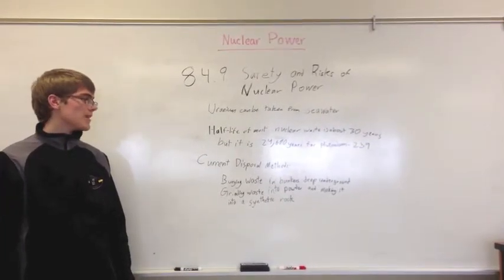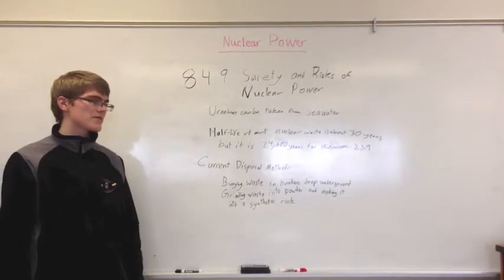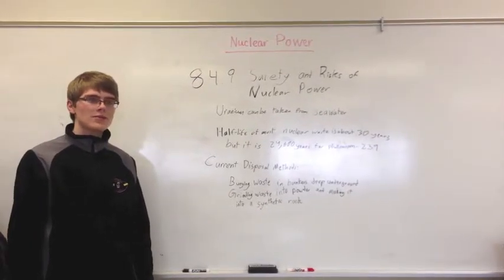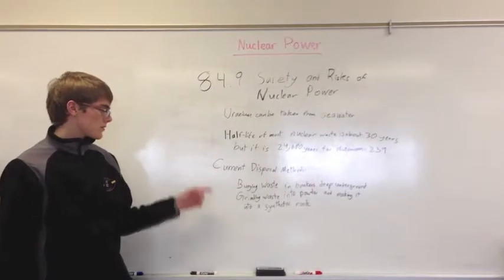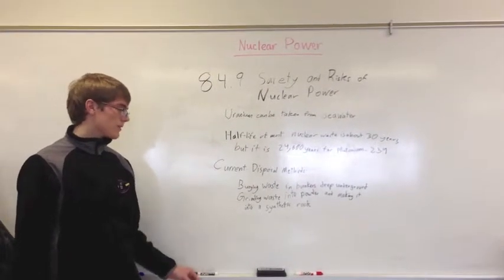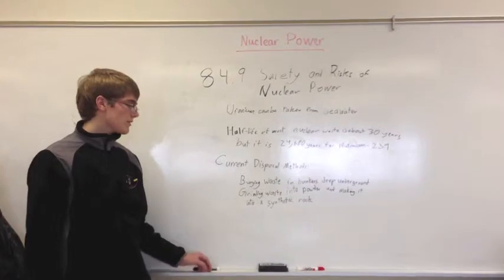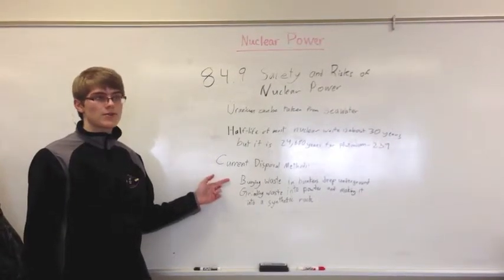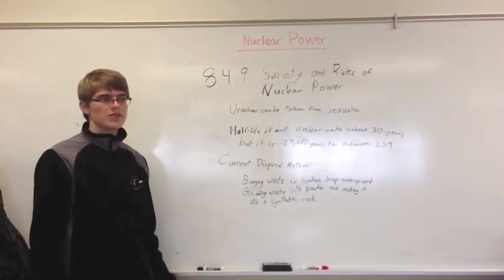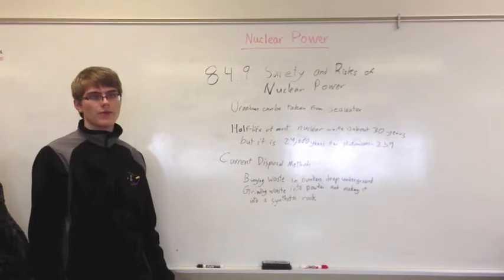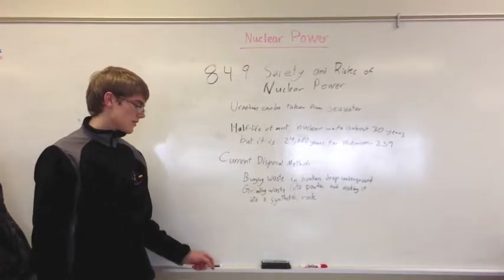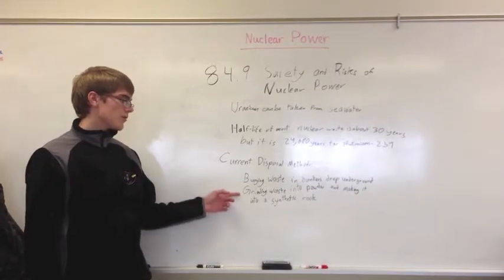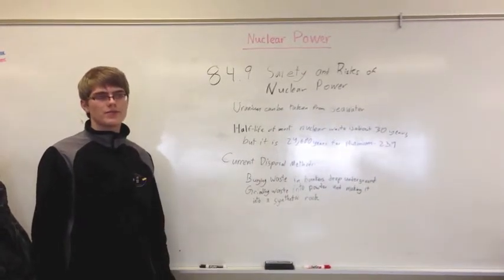The half-life of most nuclear material is about 30 years. However, plutonium has a half-life of 24,600 years, which is a very long time to store the material. So disposing of it is difficult, but the ways they currently have of doing it, first of all, is to bury it in bunkers deep underground where the radiation will not affect groundwater or people living around it. And the secondary way of doing it is to grind the waste into a powder and form it into a synthetic rock.